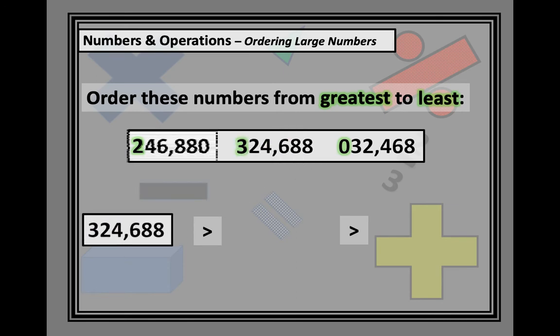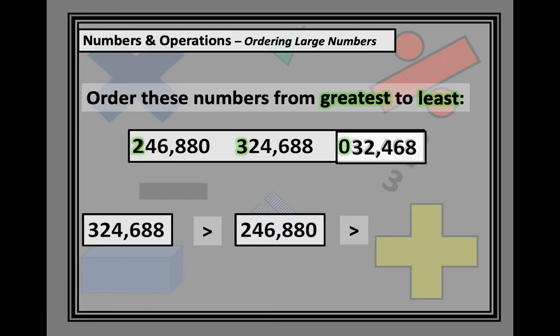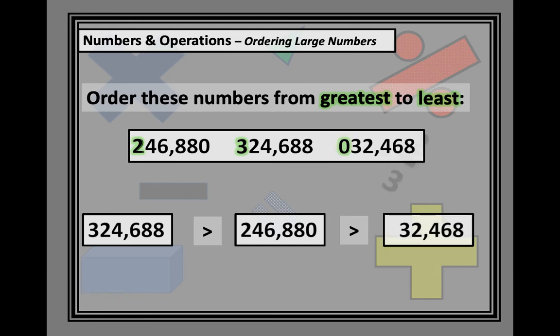324,688 is greater than 246,880, which is greater than 32,468. The digits in the 100,000s place determine this comparison.